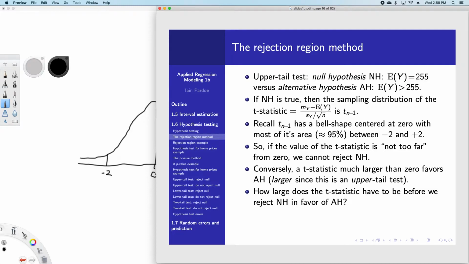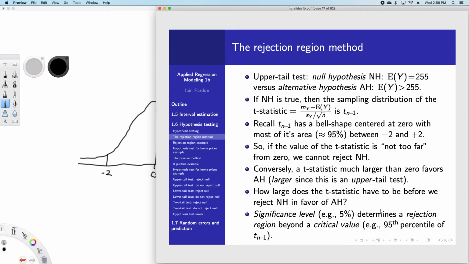We're getting a test statistic that's believable, given that the null hypothesis is true. On the other hand, if our test statistic is way out in the upper tail, then we don't believe the null hypothesis is true. We reject it in favor of the alternative. So that begs the question, how far out in the tail would the t-statistic have to be before we reject the null in favor of the alternative?